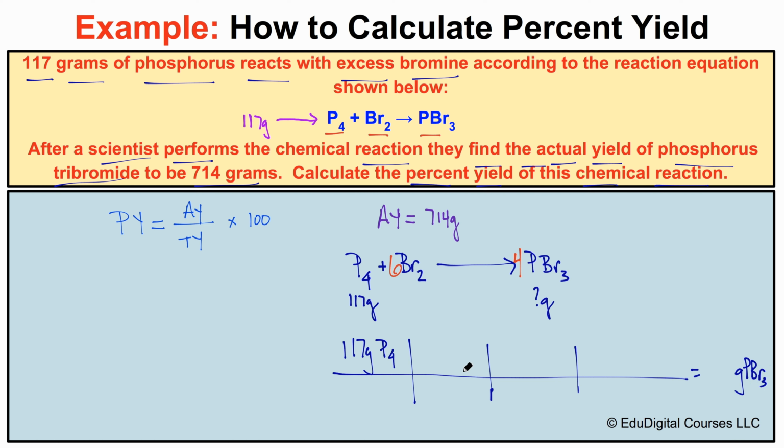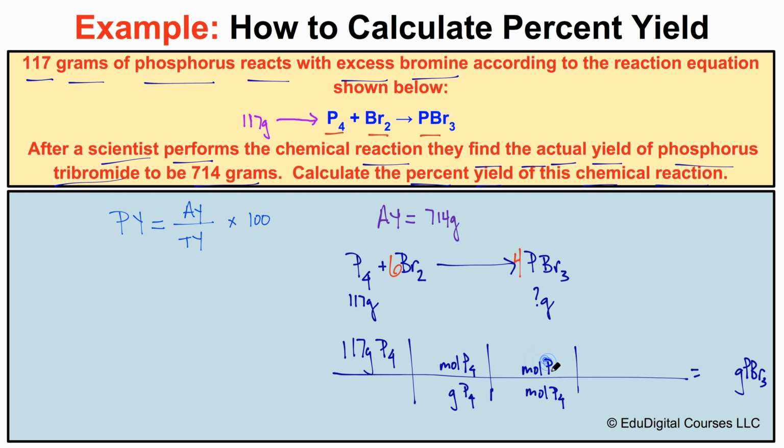So we want to cancel out grams of phosphorus, so we'll put that at the bottom of this little fraction here. And we're going to first convert to moles of phosphorus. We'll put that at the top. Once we're done doing that, we're going to cancel out moles of phosphorus, so we'll put that at the bottom of this fraction. And we're going to figure out moles of PBr3.